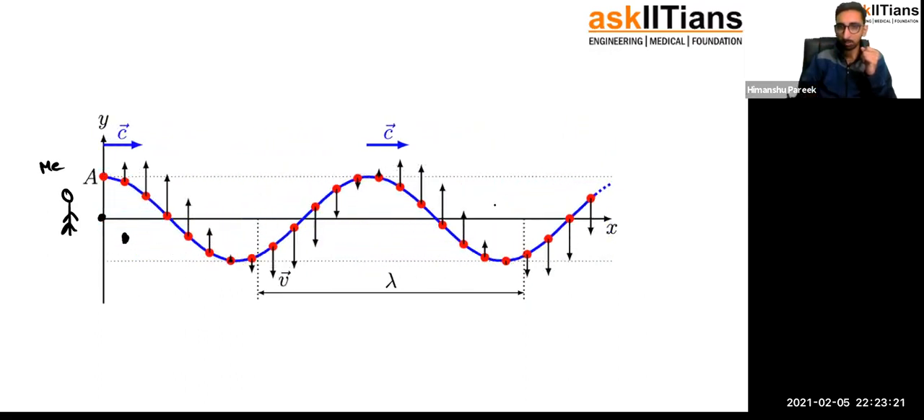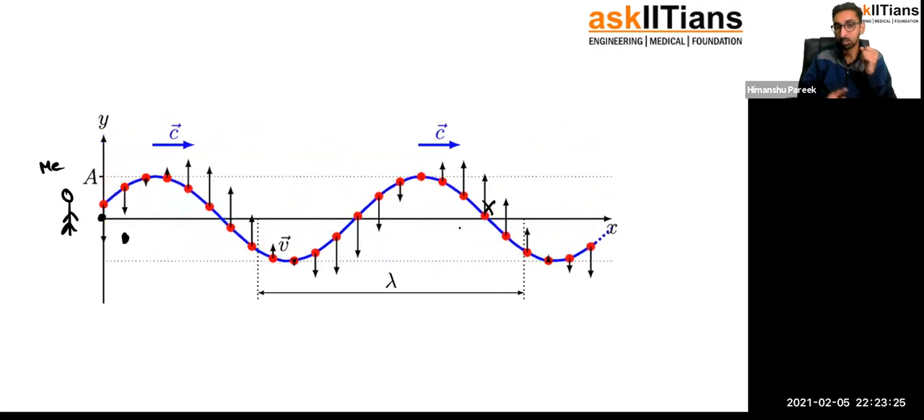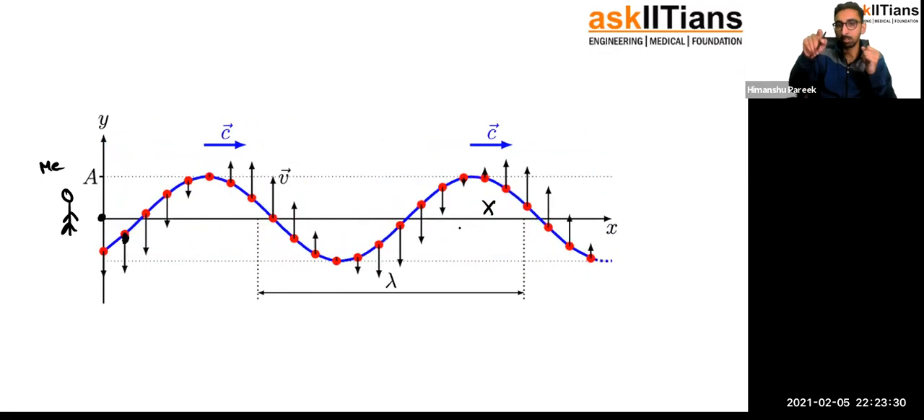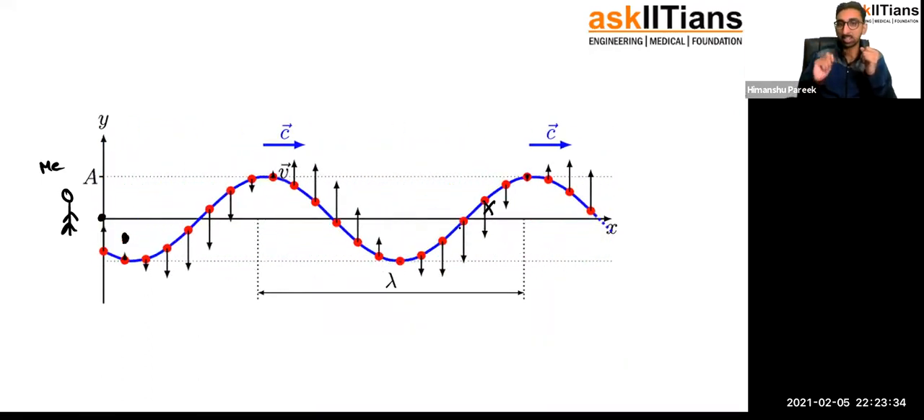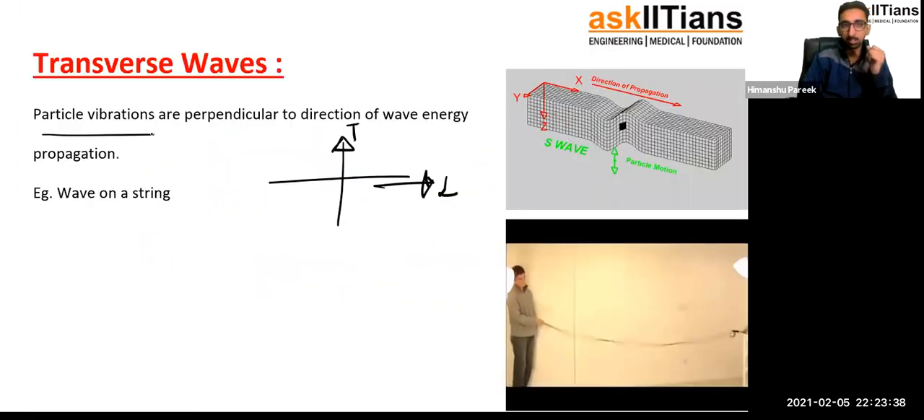Any particle you can pick. Suppose somebody picks this particle, it's going up, it's going down. Again, it will go up, it will go down. So that's what we call the transverse wave propagation. Now read the statement: particle vibrations perpendicular to the energy propagation.